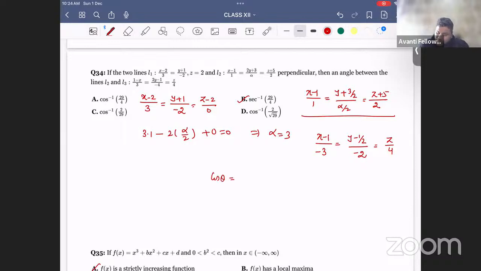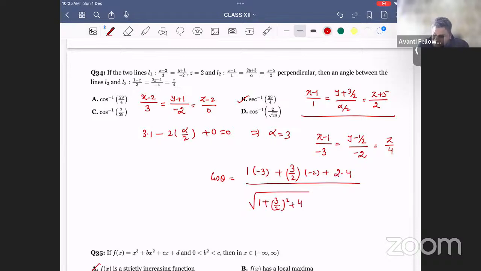Cos theta is equals to 1 times minus 3 plus alpha by 2, alpha is 3, 3 by 2 times minus 2 plus 2 times 4, divided by under root of 1 plus 3 by 2 square plus 4 and under root of 9 plus 4 plus 16. Got it? That is root 29. Now if you simplify it, theta you are going to get as cos inverse 4 upon root 29. That is sec inverse 29 by 4.